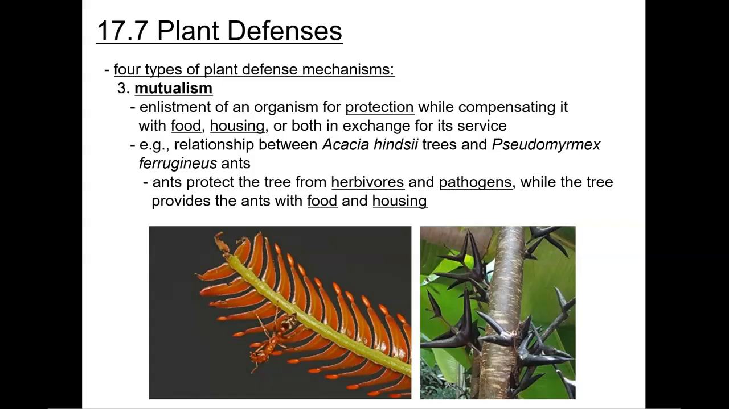Mutualism is where a plant enlists an organism for protection while compensating it with food, housing, or both in exchange for its service. An example of this is the relationship between the Cassia hennettii trees and ants. The ants are going to protect the tree from herbivores and pathogens, while the tree provides the ants with food and a house.